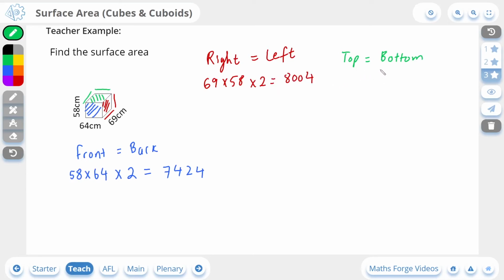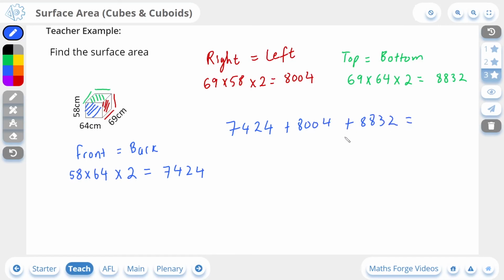And now for the final two faces, the top and the bottom, the top face is going to have a length of 69 and the width of 64. So it's going to be 69 times 64. And since there's two faces with the same area like this, we're going to multiply this by 2. Calculating this gives us a value of 8,832. So now we have the area of all of the faces. What we can do now is just add them together and find their total. So it's going to be 7,424 plus 8,004 plus 8,832.